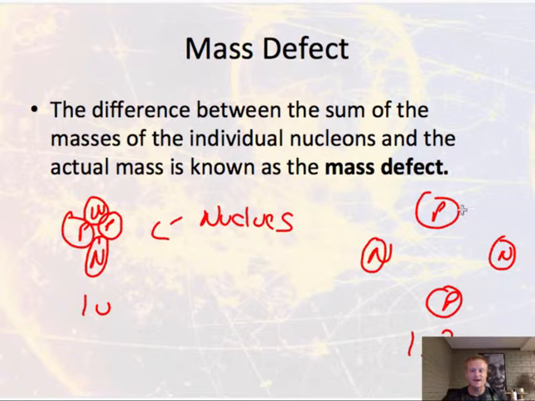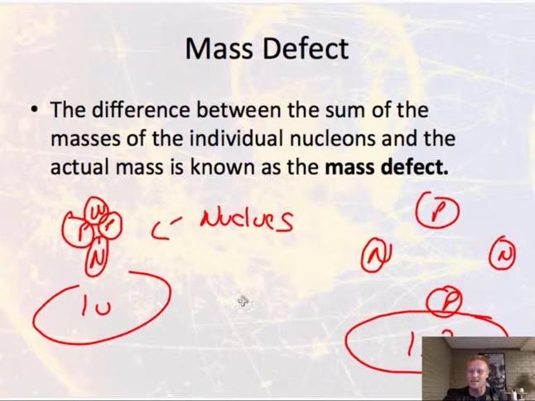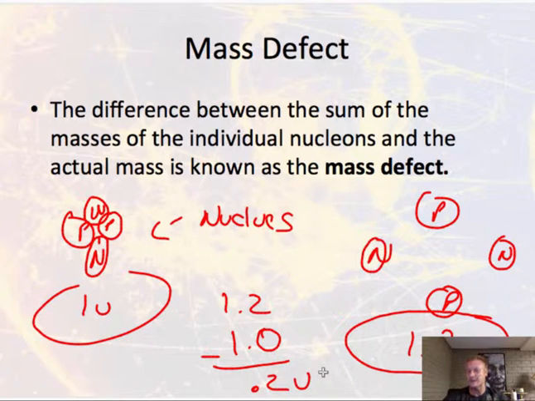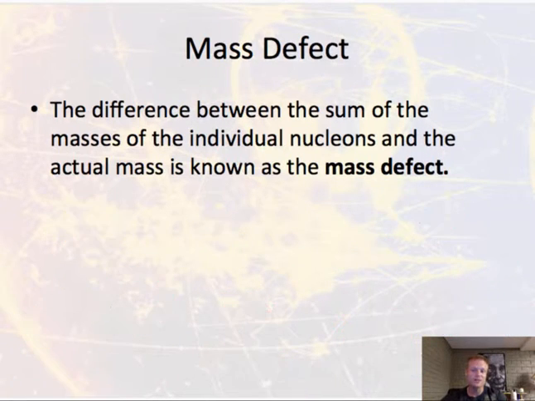The mass defect is the difference of this mass from that mass. It has a fancy sounding name, but basically I'm going to take 1.2 minus 1.0, and I would get a mass defect of 0.2 U. That's the mass defect. It's the difference in the mass between the nucleus and the individual parts if they were just sitting on their own. And if you want a formula for calculating mass defect, it's basically a subtraction problem.